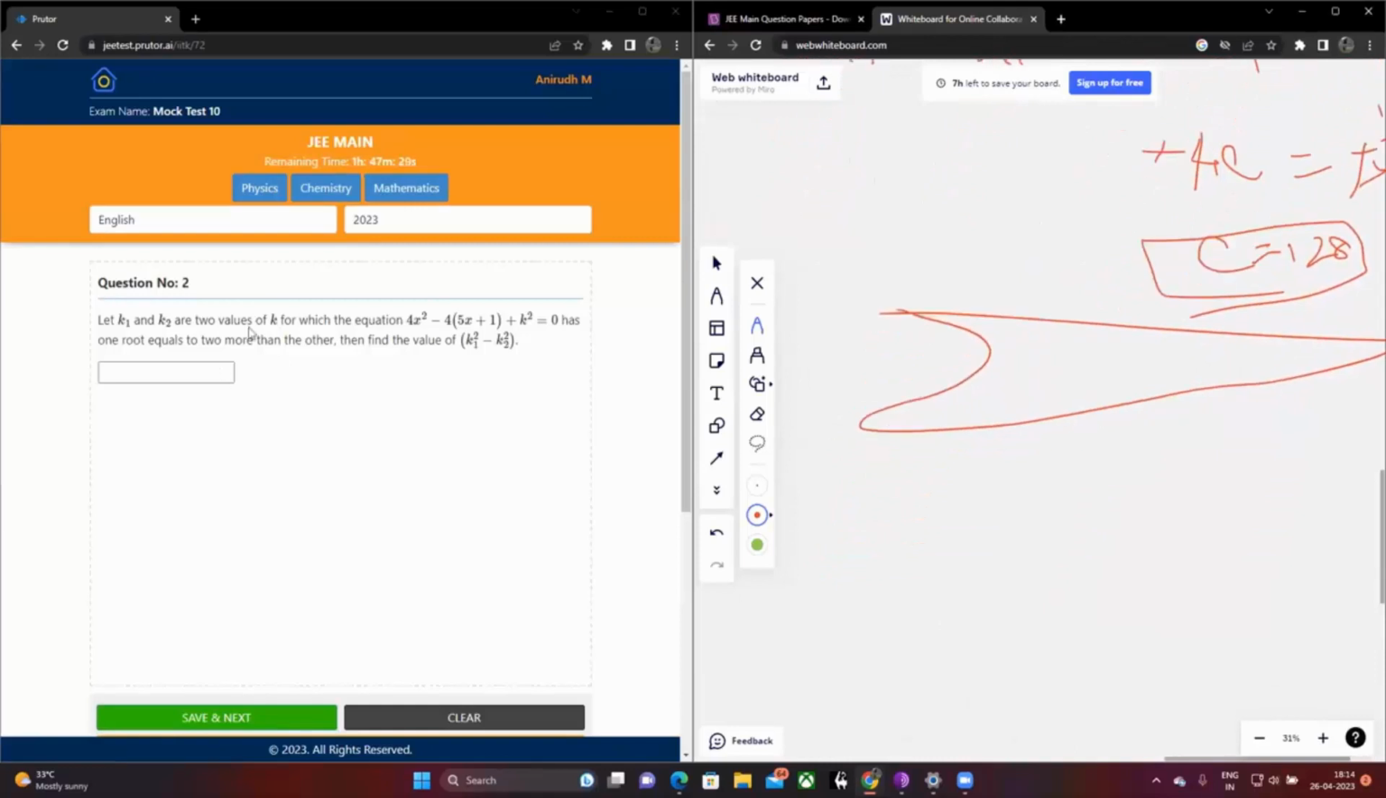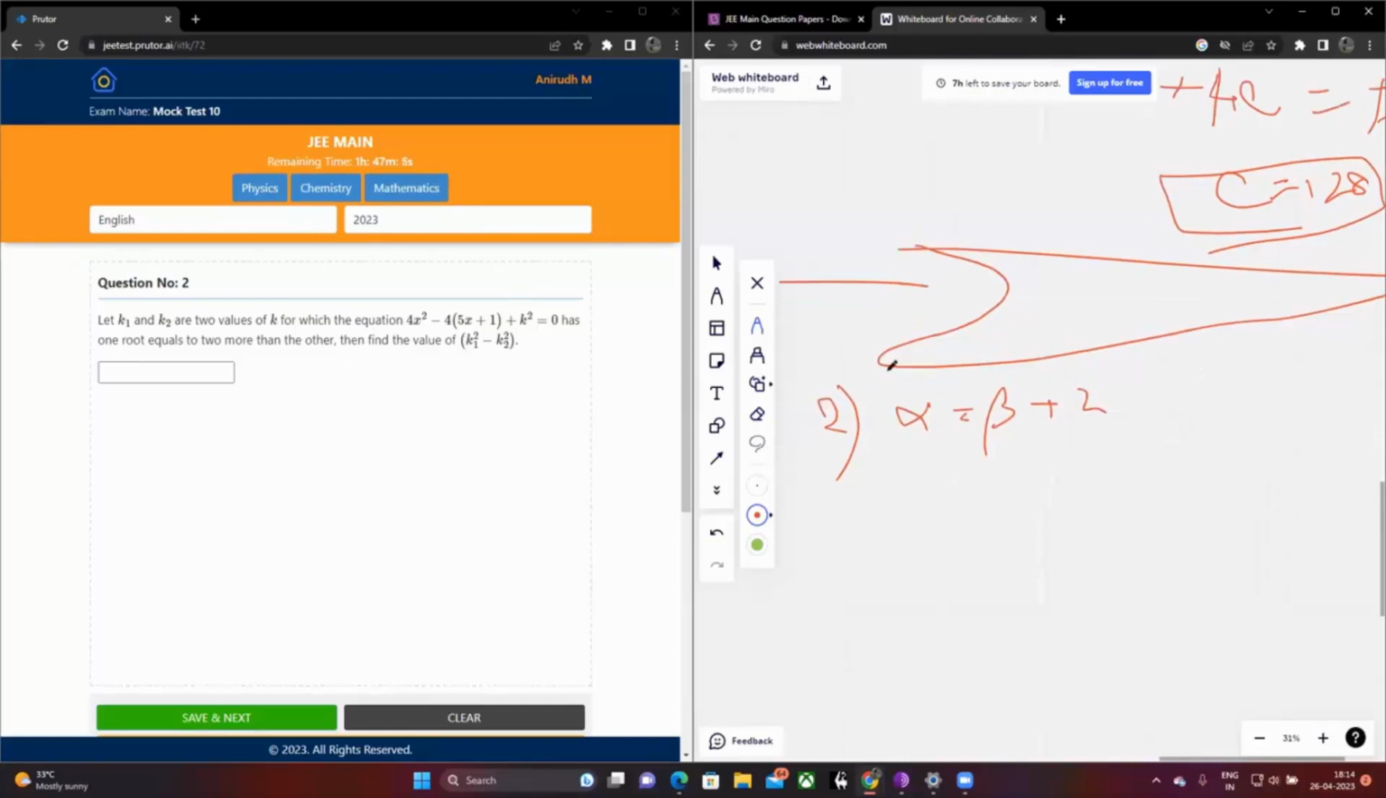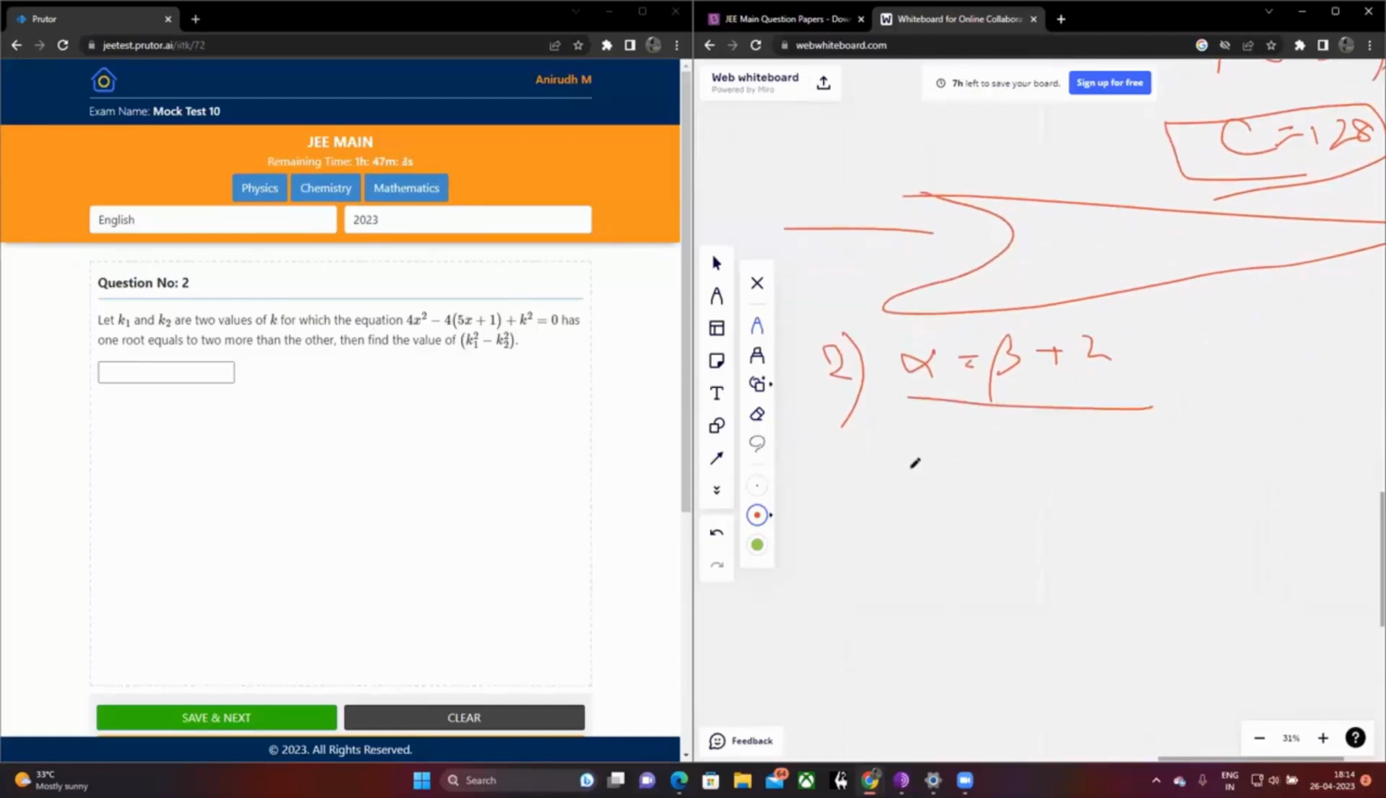Let k1, k2 are the two values of k for which this equation has one root equal to 2 more than the other. So basically, we are given that alpha plus 2. Wait, I'll write this as, right, alpha equals beta plus 2. Right, one root is equal to 2 more than the other. Find the value of k1 square minus k2 square. Right, this is fairly simple. You have alpha is equal to beta plus 2.